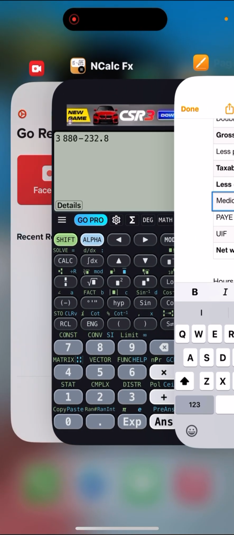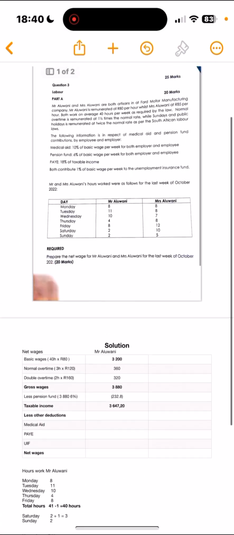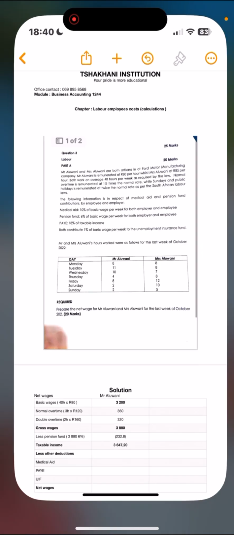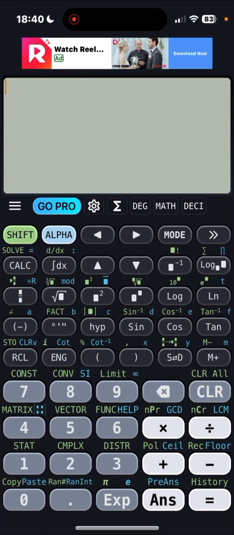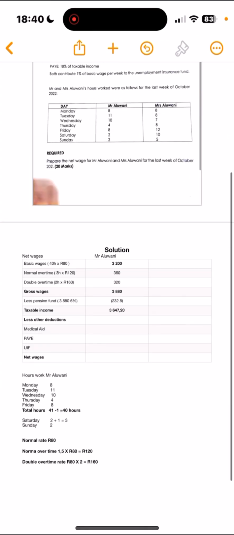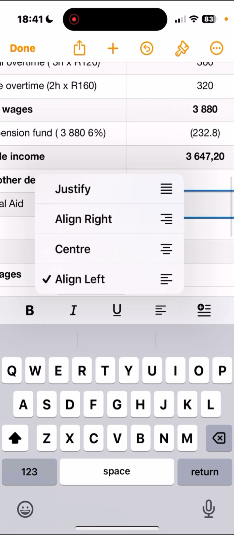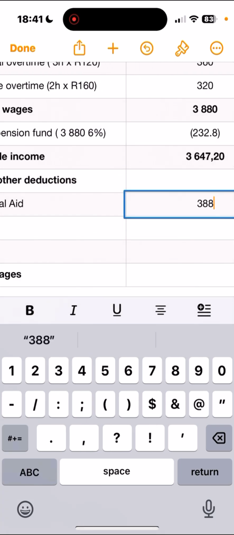So let's look at how the other deductions are being calculated. Medical aid is 10% of basic wage per week for both employer and employee. So the medical aid is being calculated on the basic wage. Our basic wage is 3,880, and we are looking for 10% of it, which is 388.